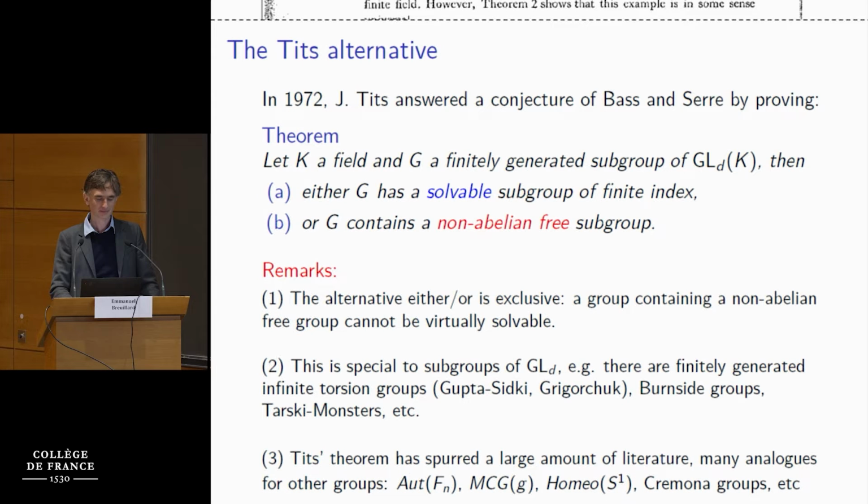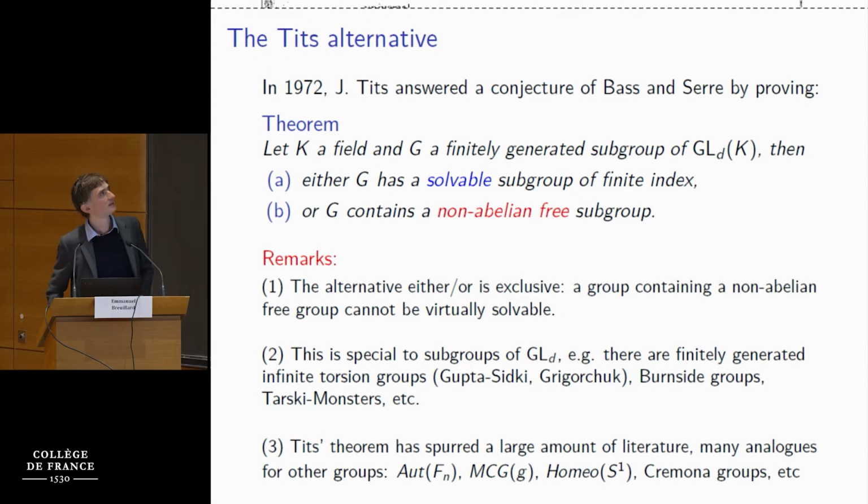Some remarks. The first is that this is clearly an alternative. Namely, it's an exclusive alternative. You cannot have a free subgroup and be solvable. If you have a solvable subgroup of finite index and you had a free subgroup, then a subgroup of finite index in a free subgroup is also a free subgroup. So you would have a non-abelian free subgroup in the solvable group, but a solvable group has no non-abelian free subgroup, so that's impossible.